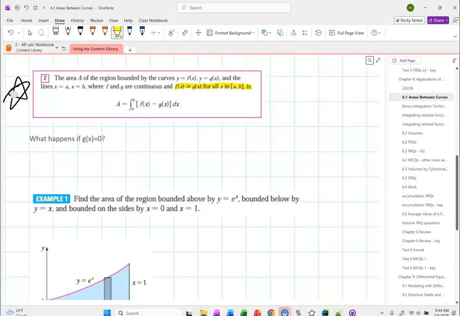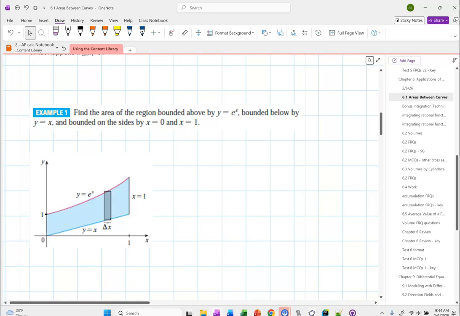Okay. And I have this question. What happens if g of x is just a zero function? What does this formula turn into? Just the integral of f of x, which is the area between f of x and the x-axis, right? Oh, yeah, sure. It just turns into what we've been doing before.